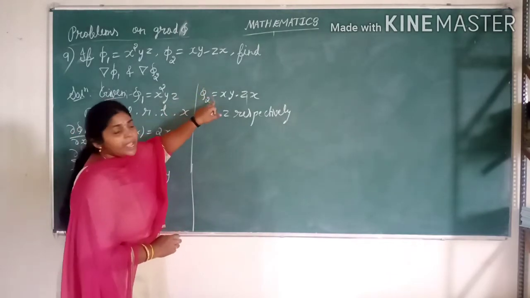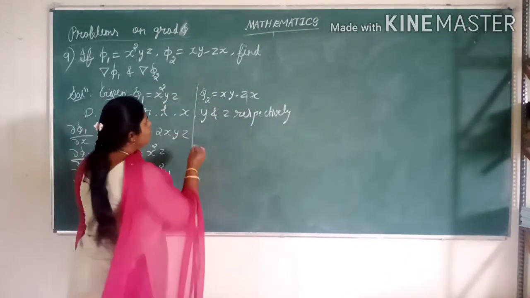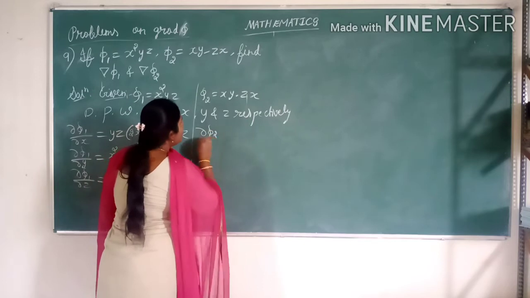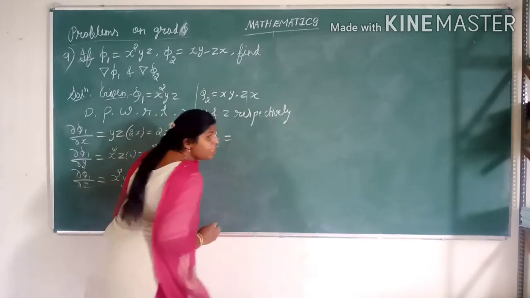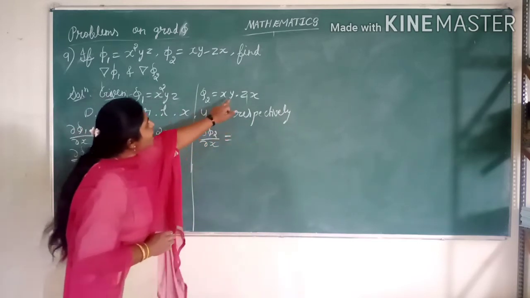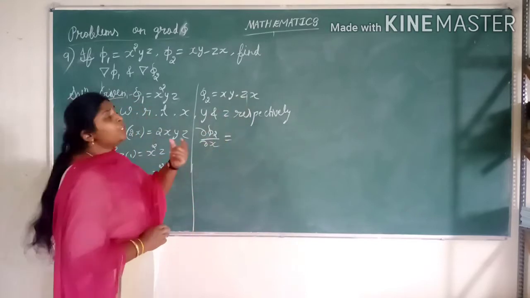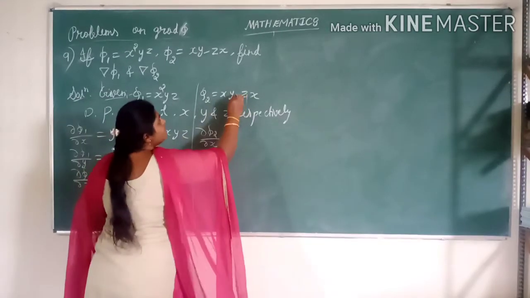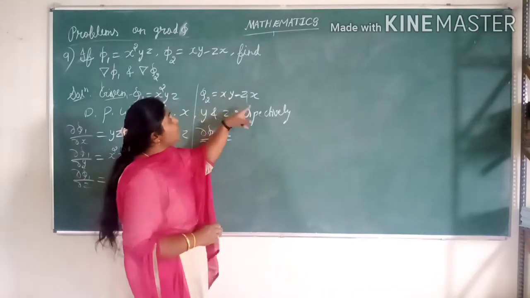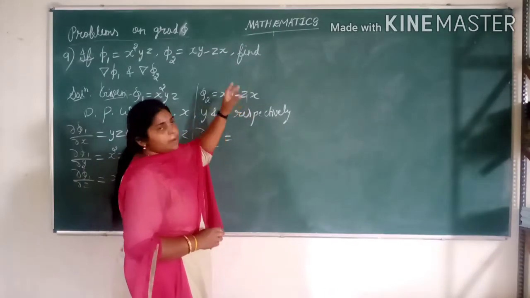Clearly, again differentiate partially with respect to x. For the given function phi2, we get ∂phi2/∂x. By differentiating partially with respect to x, you treat y and z as constants. Here two terms are there. See here, the minus sign or plus sign in between is what separates the two terms. Here, xy.